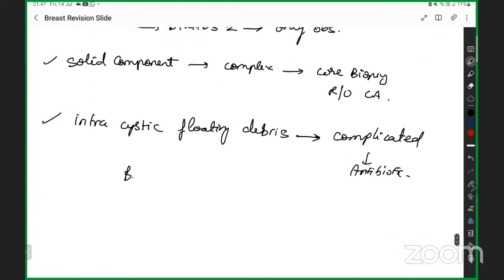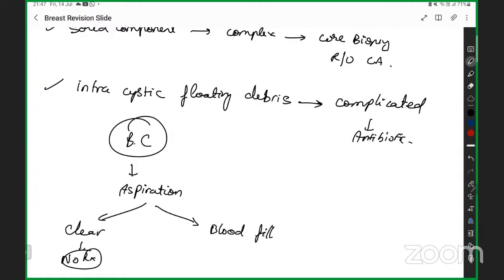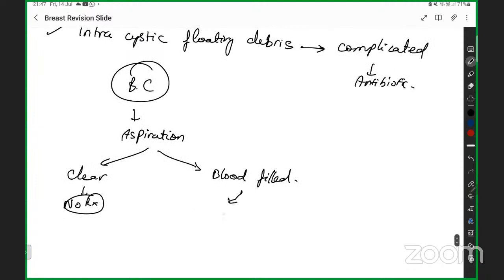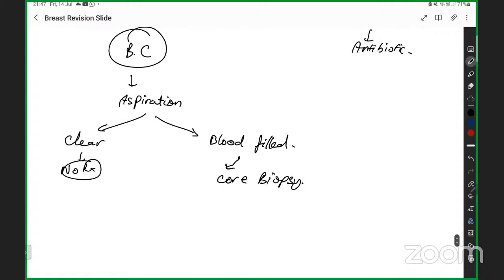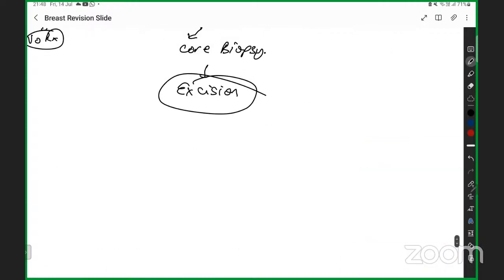I'll tell you once again. If you have a breast cyst, you go for aspiration. If the aspirate is clear, then you need no treatment. If it is blood filled, then you do a core biopsy, and depending on the biopsy finding, you perform an excision. Is that clear, guys? So this is what we do in a breast cyst.